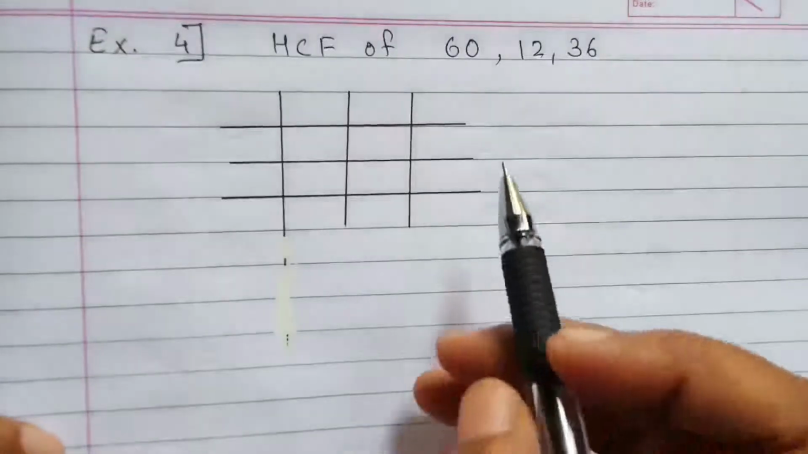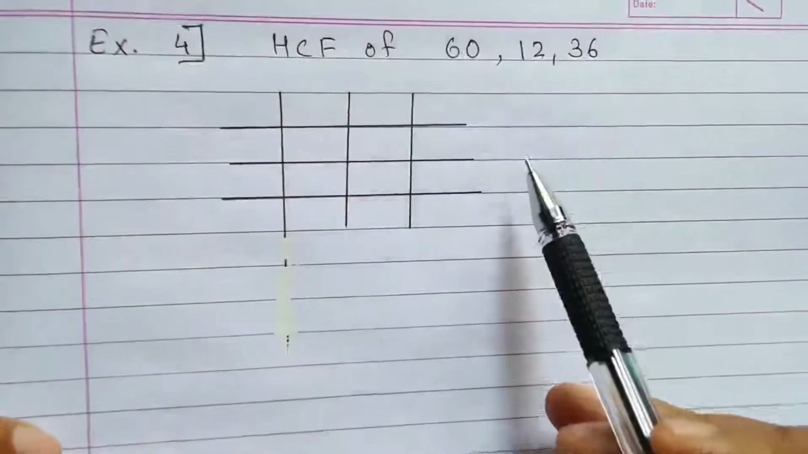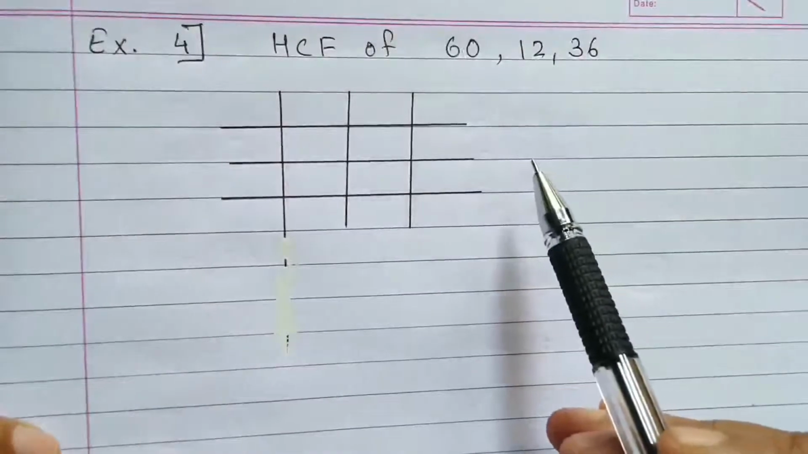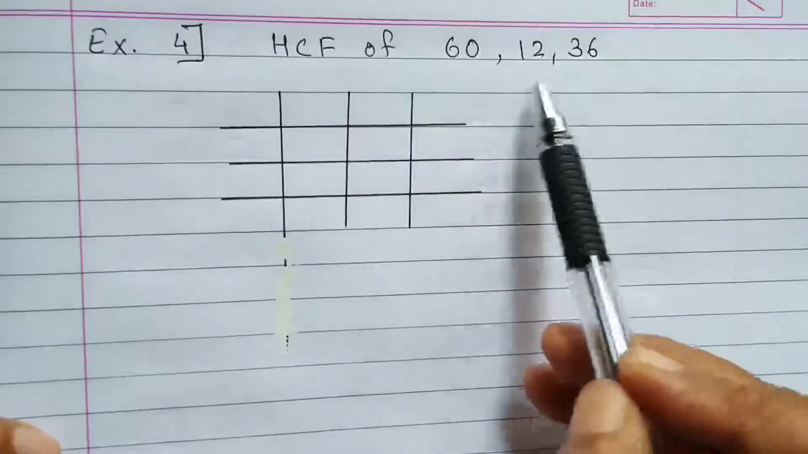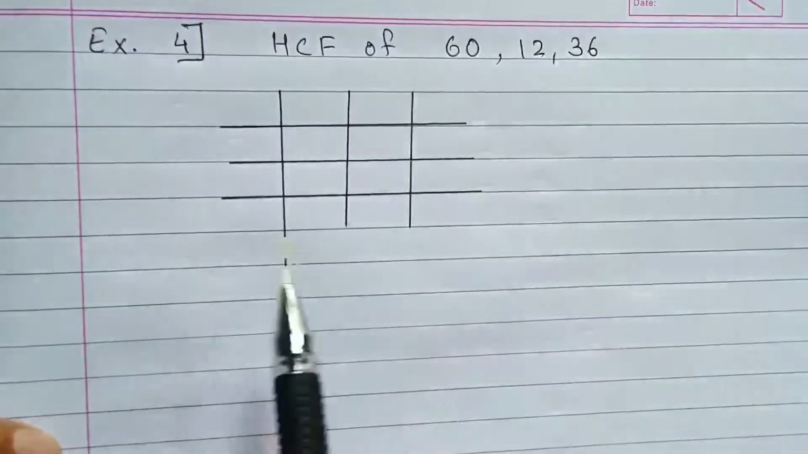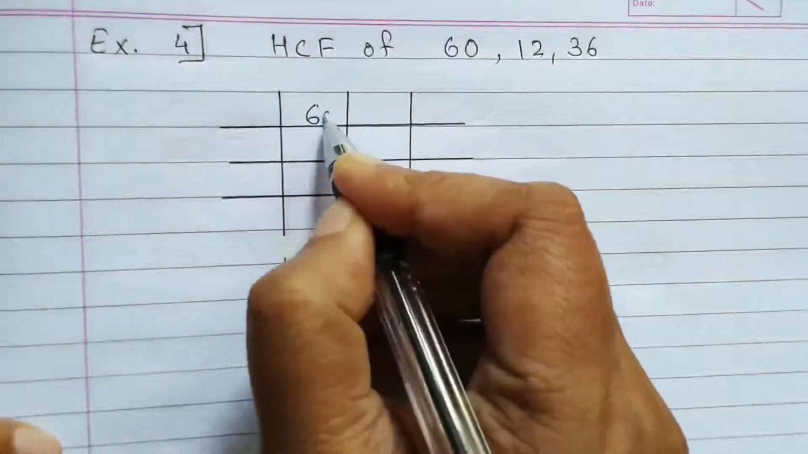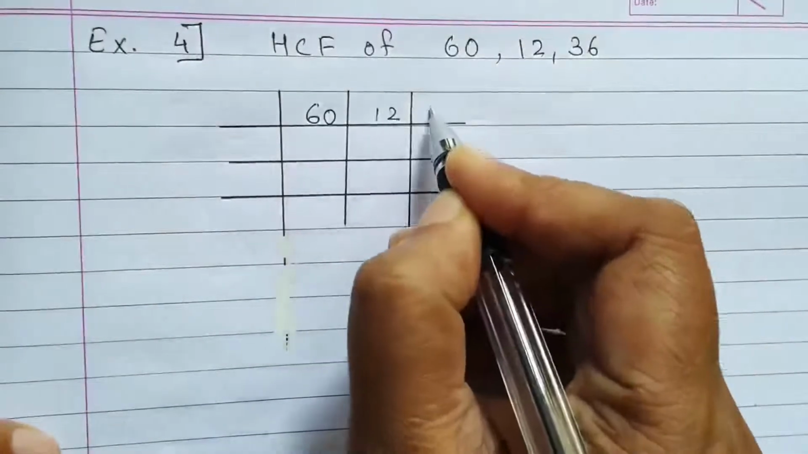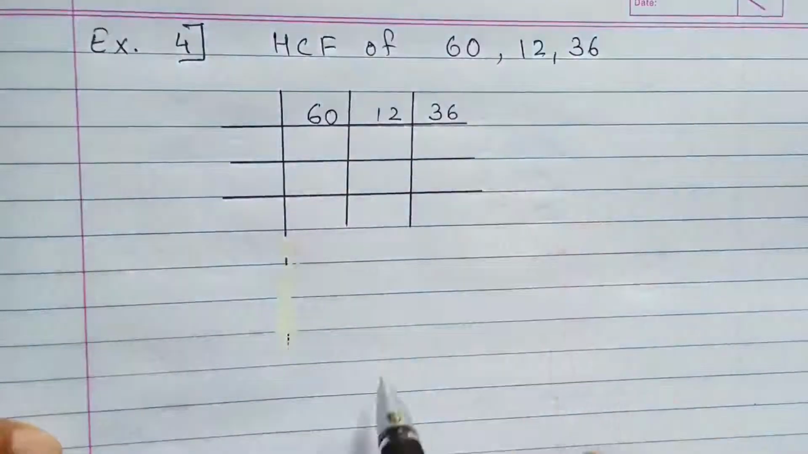Now let's take another example. Let's find the HCF of 60, 12 and 36. Now this time I'm going to use a different arrangement. We are going to do the vertical arrangement to find the HCF of these numbers. We'll find it together. 60, 12 and 36. Now you see that all the three numbers are even numbers.